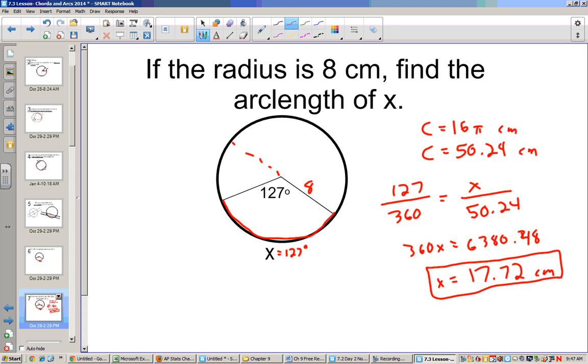Now one point that I really want to drive home is the difference between the degree measure and the circumference. The degree measure is 127 degrees, so that's just how much of the circle is being taken up. The actual distance, if I took a tape measure and measured this from point to point, that would be 17.72 centimeters.